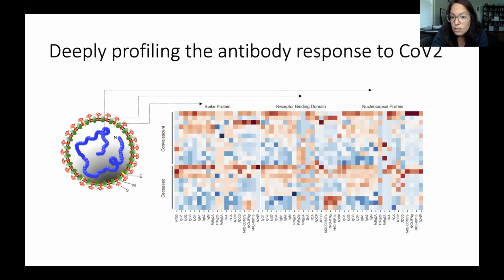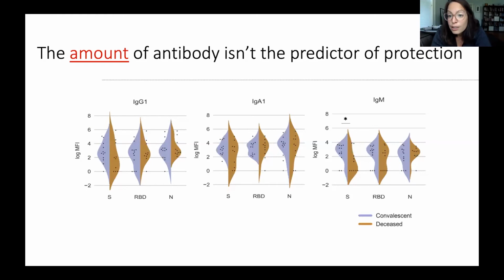So what I'm showing you over here are the overall levels of antibodies, the major isotypes that we measure with diagnostics, again against the spike, receptor binding domain, or the nucleocapsid protein. On the blue is the distribution of these. This is a small population of individuals, but the distribution of the response is in individuals who convalesced on the left versus those who passed away, unfortunately, in the brown. And we're looking at the responses for IgG1, our workhorse, IgA, which is important for mucosal immunity, or IgM, which is important for early immunity to the virus.